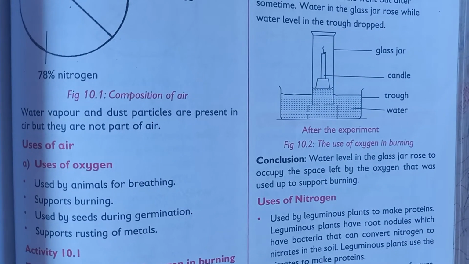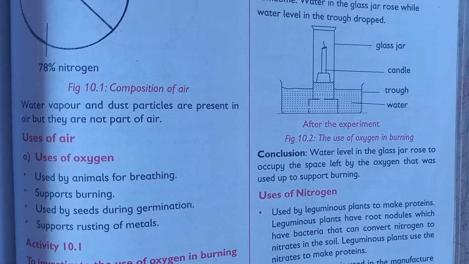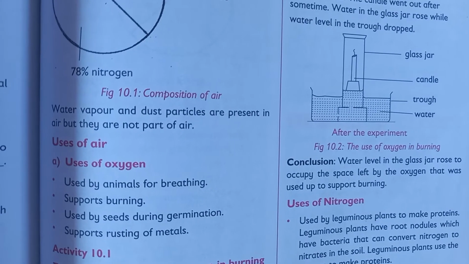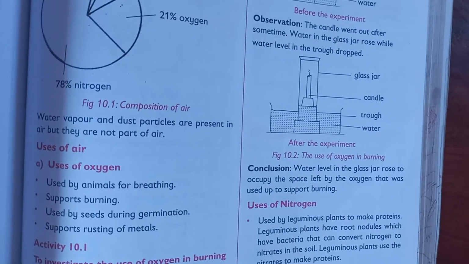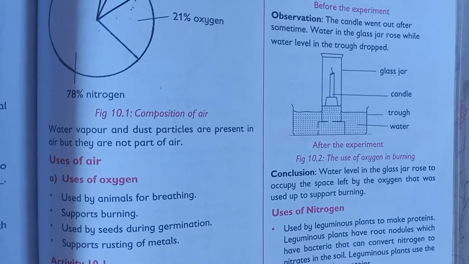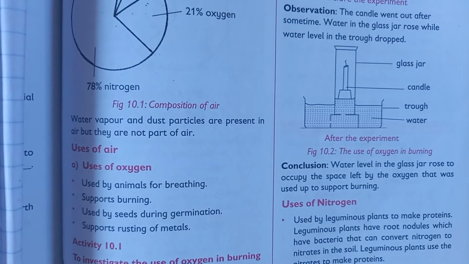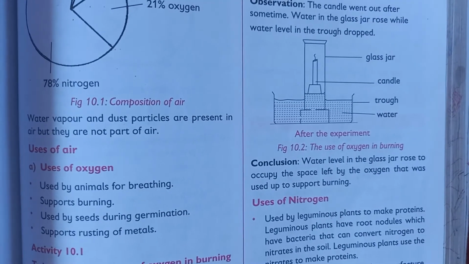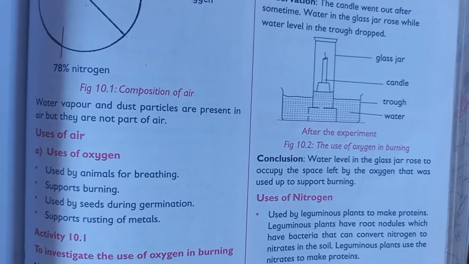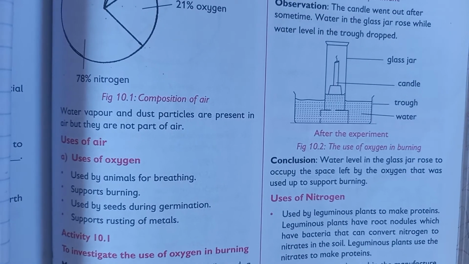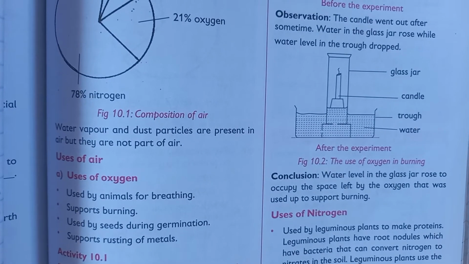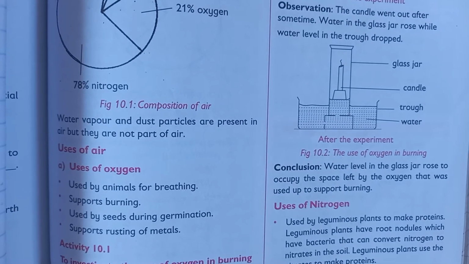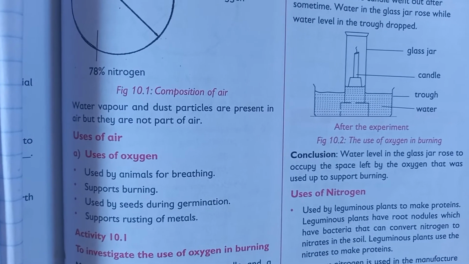The experiment shows, my learners, that the level of the water will rise into the inverted glass to occupy the space that was used by the candle during burning. So 21% of the volume of that glass, the water will rise. When the water rises inside the glass, the water inside the trough will drop or decrease. That shows that oxygen is required in burning, and the candle will not burn throughout. The moment it consumes the oxygen present in the glass, the candle automatically will go off.